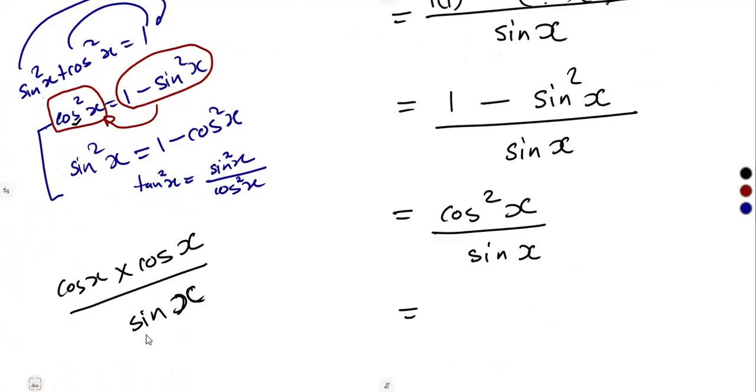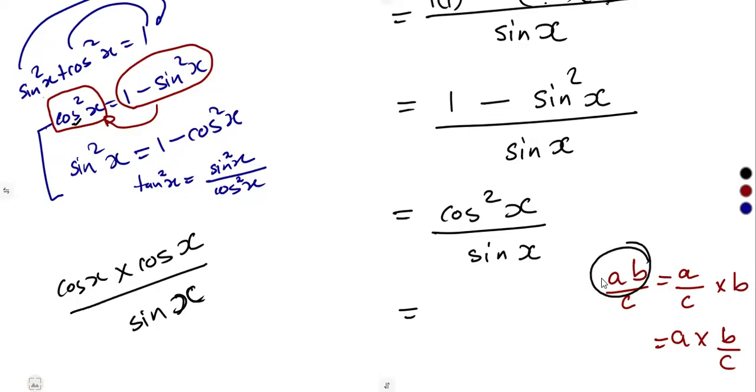If you understand, guys, that when you are given a product ab over c, it can be separated as a over c times b, or it can be separated as a times b over c. For a multiplication, one of the given terms in the numerator carries the denominator. It is different from addition and subtraction, guys.